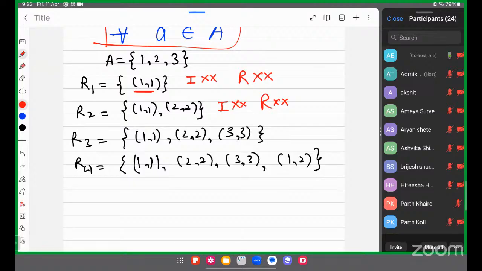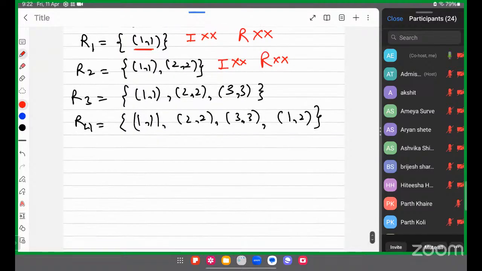अभी देखते हैं R3. What about R3? Is it identity? Yes. Is it reflexive? Yes. So we can say that identity relation is always reflexive. Every identity relation is reflexive.